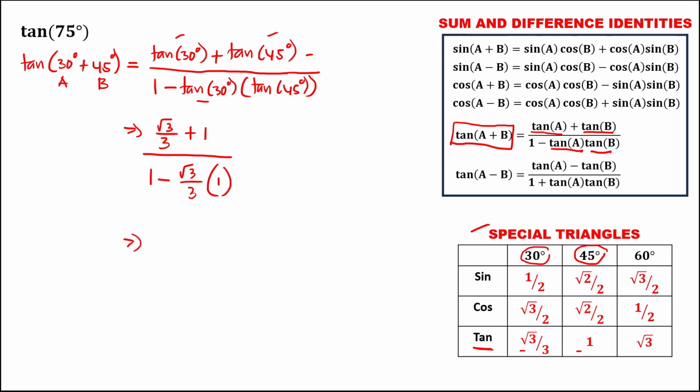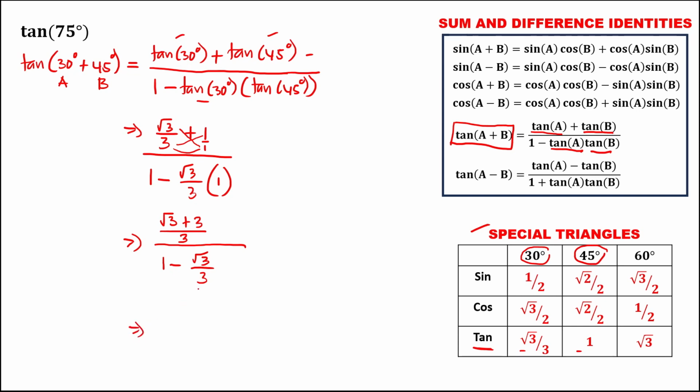Then to simplify, we can use the butterfly method. So this is over 1, then multiply. So we have square root of 3, plus multiply, this is 3, then over, multiply, that's 3. Then over, we have 1 minus square root of 3 over 3 times 1, so that's also square root of 3 over 3.